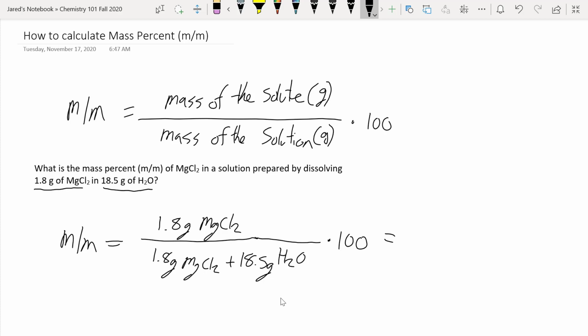And when you do this math out, you're going to be left with 8.9% by mass of MgCl2. So this was just a quick example of how to calculate a mass percent, and I'm hoping that it will be helpful for you as you're studying chemistry.